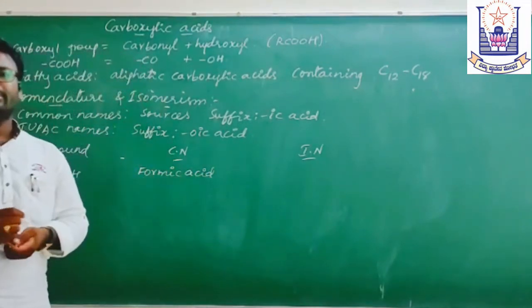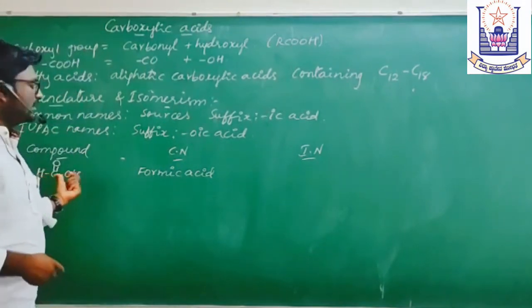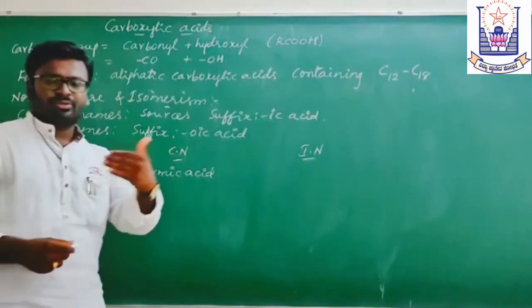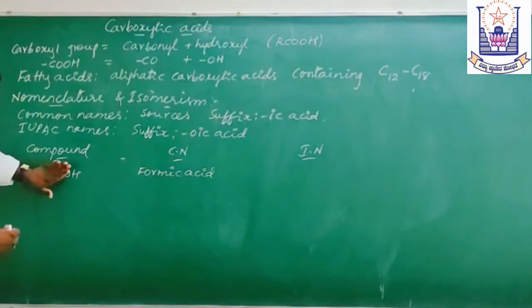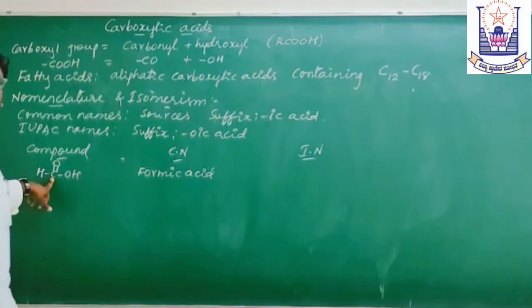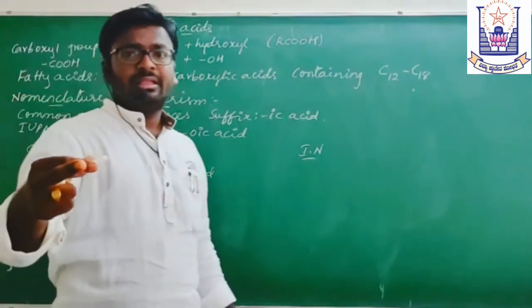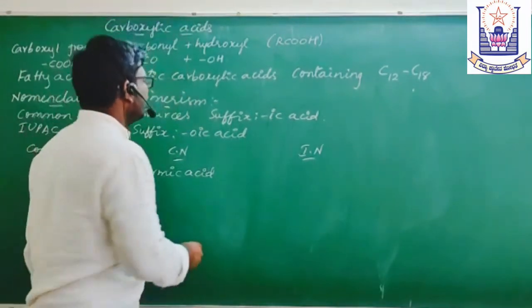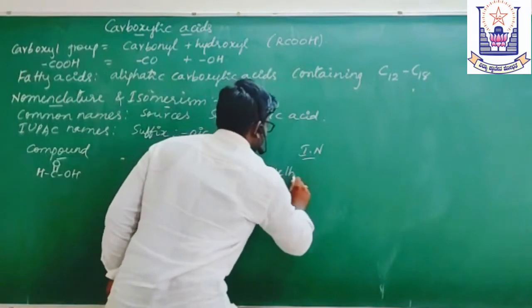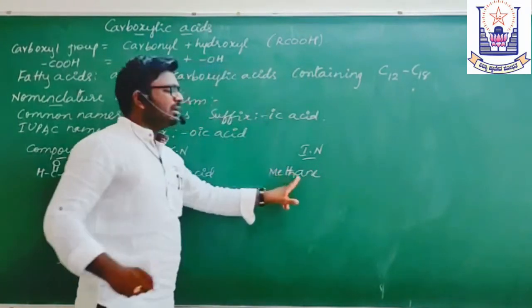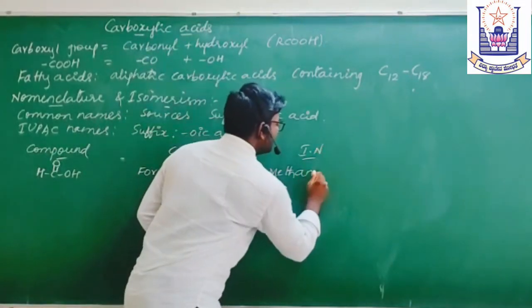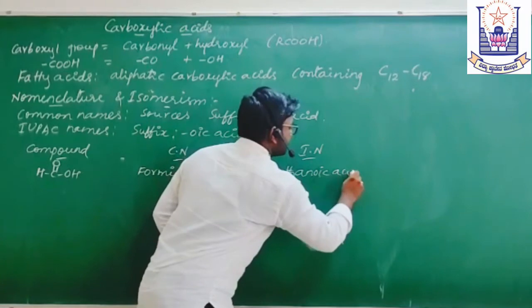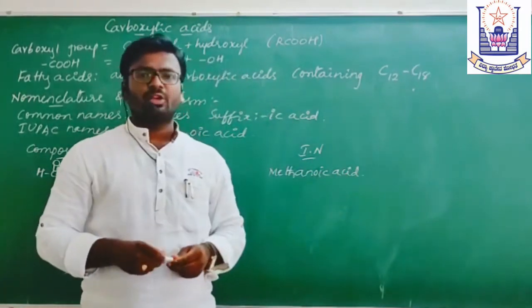When it comes to the IUPAC name, we go through the number of carbon atoms, the substituent present and the functional group present. Here there is no substituent, only the functional group, COOH, with one carbon atom. One carbon containing hydrocarbon is methane. Replace that E with oic acid, and it becomes methanoic acid.